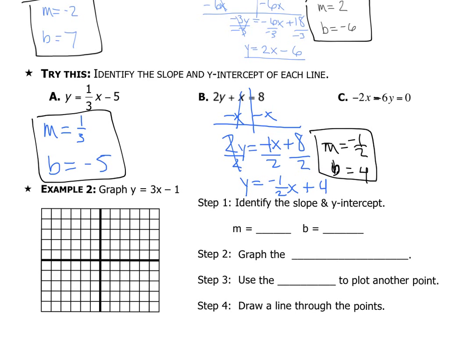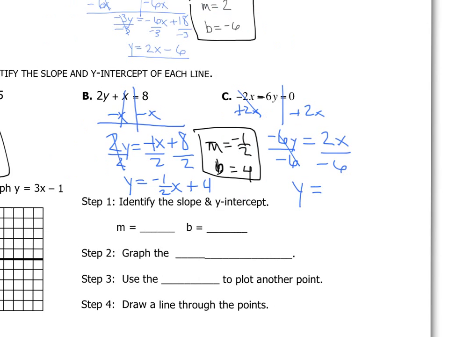Okay, now on to C. And now I stop here, putting a line to the equal sign. I had to move the 2x over, so I added 2x. You always move the x first. So I add the 2x over, and so I'm left with negative 6y equals 2x. Divide by negative 6, divide by negative 6, and then 2 over negative 6 reduces to negative 1/3 x.